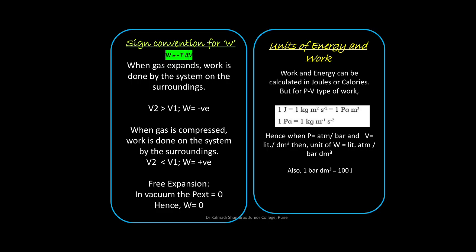Here 1 joule is equal to 1 kilogram meter square per second square, which is equal to 1 Pascal meter cube. 1 Pascal is equal to 1 kilogram per meter per second square. Also 1 bar dm cube is equal to 100 joule.